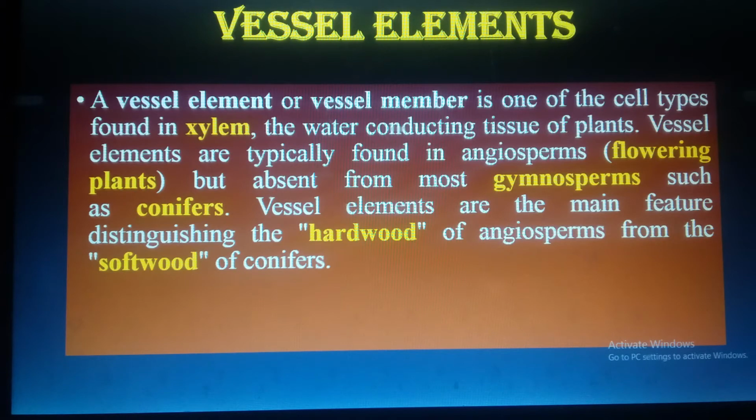Now, what are the vessel elements? First tracheids, now the second one, vessel element. A vessel element or a vessel member is one of the cell types formed in the xylem, the water conducting tissue of the plant. Vessel elements are typically found in angiosperms, but absent from most gymnosperms like conifers. Must keep it in your mind. They are present in all angiosperms, but they are absent from most of the gymnosperms, especially conifers.